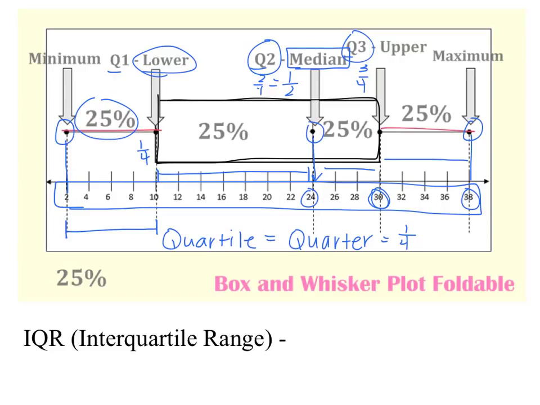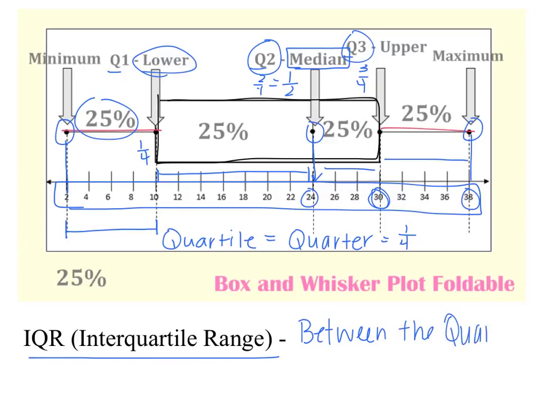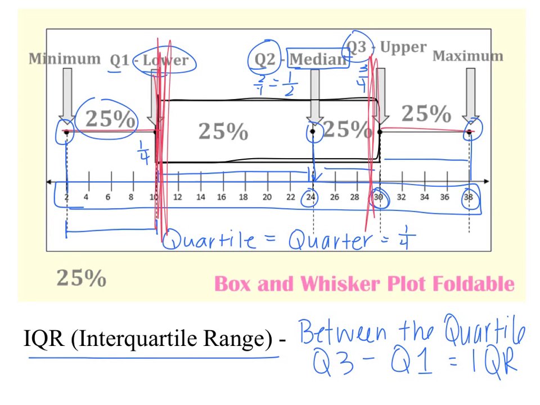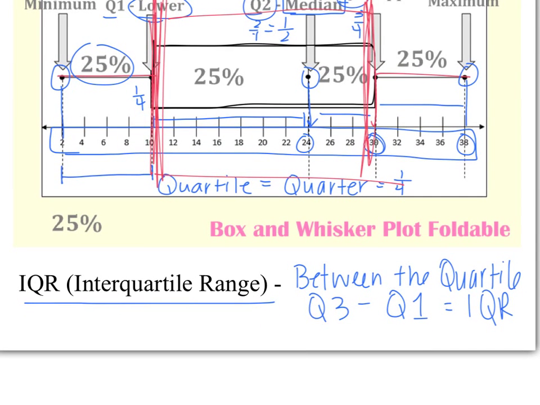We can find range, and we can also find interquartile range. This means between the quartiles. So basically, it's the range between quartile 3 minus quartile 1. That's what equals our interquartile range, our between the quartiles. So it's between this point right here and this point. Some of you may have noticed, hey, that's the box. Excellent. It is the range of the box in our box and whisker.